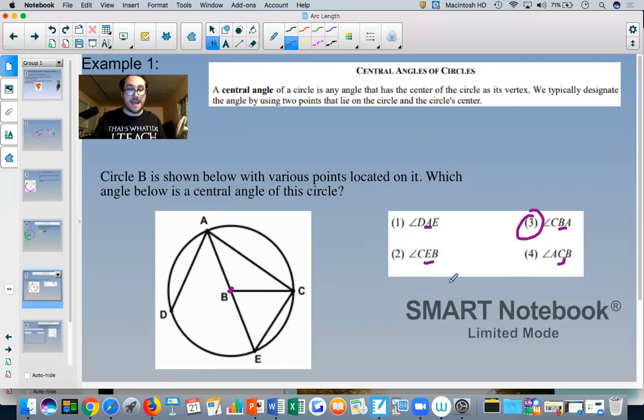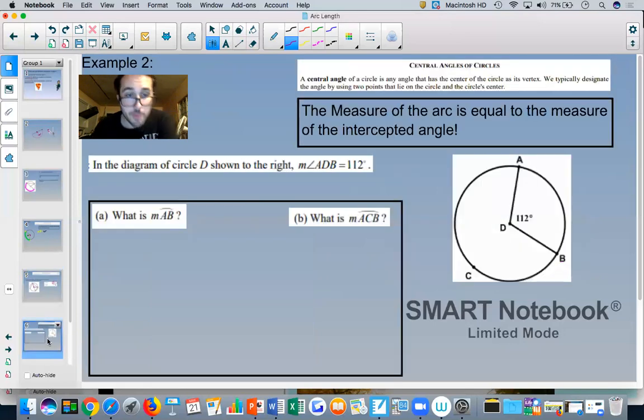So if the central angle has the vertex that's the center of the circle, and the center of our circle is B, this is the only one that has that. I'm going to outline it for you. CBA, so C to B to A looks like this. And do you see how it's an angle where the vertex is in the center? That's it.